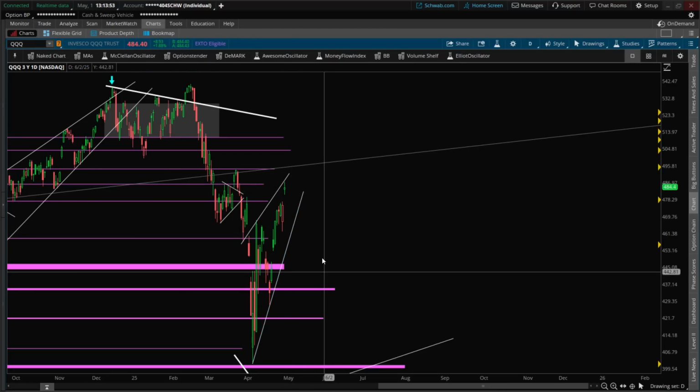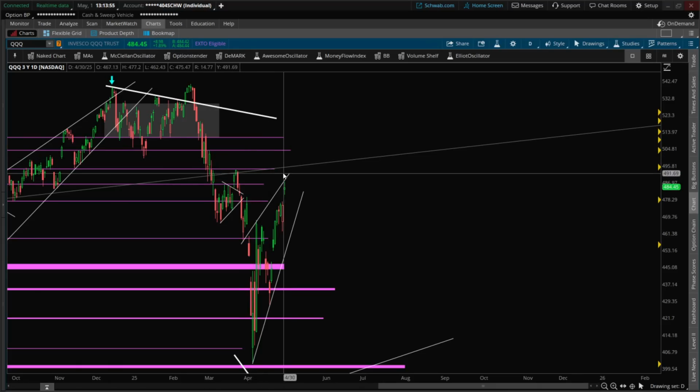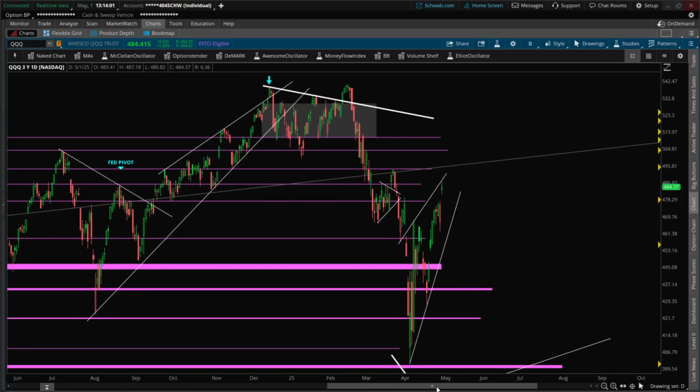And I do think this will break down at any point. So we do have a little bit of range higher. We're at resistance right now from former resistance here. And we could trade a little bit higher. We have another one up at 494 as well.